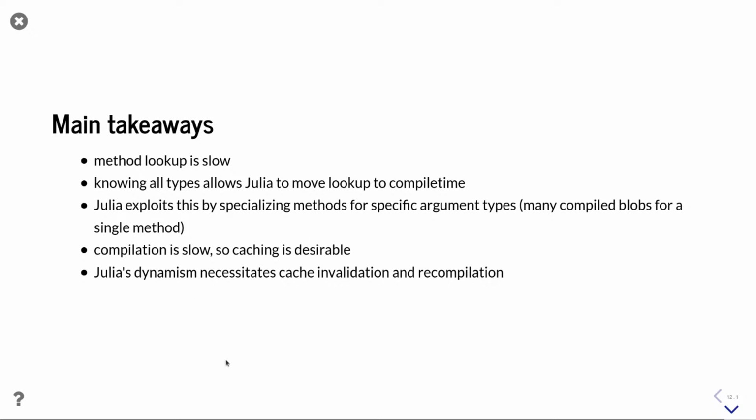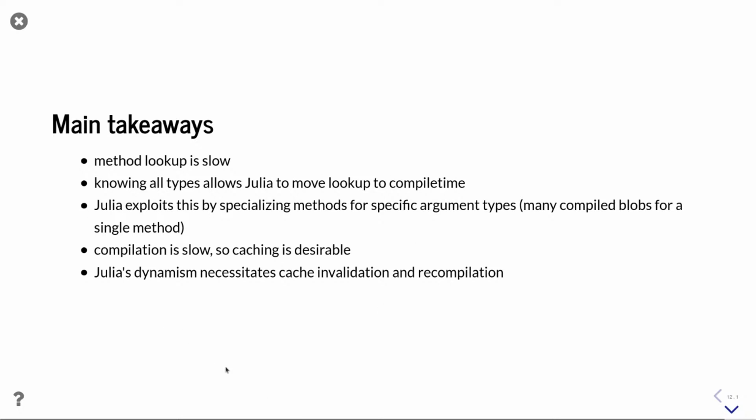I now just want to summarize this overall introduction. There were a couple of key themes that we hit. The process of method lookup is slow, and Julia circumvents that slowness in many circumstances by being able to figure out what all the types of all the arguments are, and that allows Julia to move the lookup of the appropriate instances to compile time.